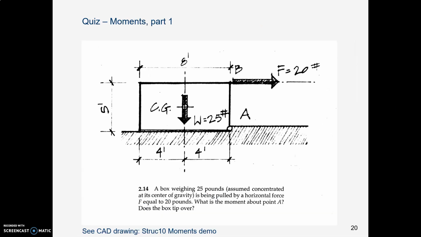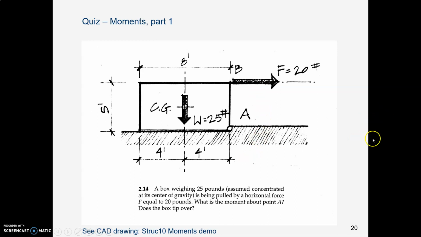I would like now to look at this quiz problem, and this is out of our book. He's saying we've got a box that weighs 25 pounds, and we could draw an arrow right through the middle of the box to represent that 25-pound weight if we wanted to. It's an 8-foot box, so it's 4 feet from the middle of the box to the pivot point. And then we have somebody pulling with, let's say, a rope, pulling with 20 pounds of pull on the top corner. And that's going to cause that box to try to tip over.